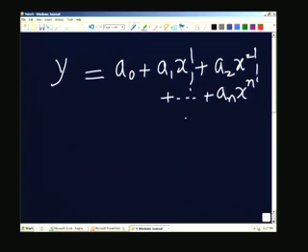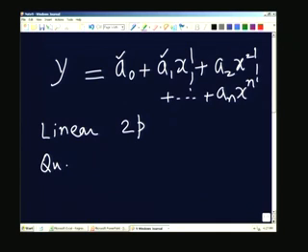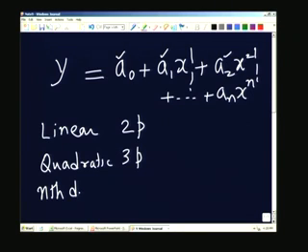And you will notice that a linear has got 2 parameters. So, linear, 2 parameters, I will just say 2p, p stands for parameter. Quadratic will be 3 parameters a0, a1, a2. So, this is 3p, and in general nth degree polynomial have an, a0. So, it is n plus 1 parameters.